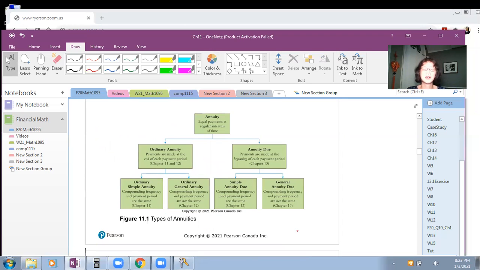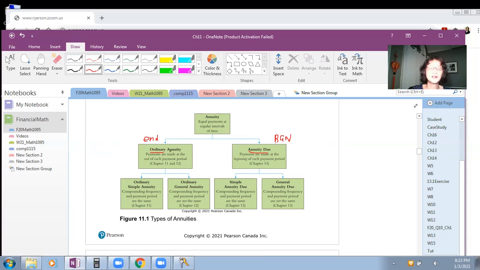This is a flow chart of the classification of annuities. An annuity can be divided into ordinary annuity or annuity due. Ordinary annuity means payment is made at the end of each month, each quarter, or each year. Annuity due means payment is made at the beginning of each month, each year.